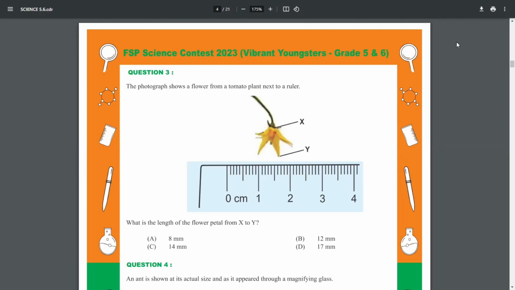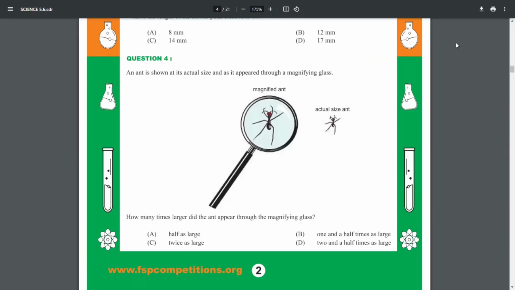Question 3. The photograph shows a flower from a tomato plant next to a ruler. What is the length of the flower petal from X to Y? The correct option is B, 12 millimeter. Question 4. An ant is shown at its actual size and as it appeared through a magnifying glass. How many times larger did the ant appear through the magnifying glass? Correct option is C, twice as large.